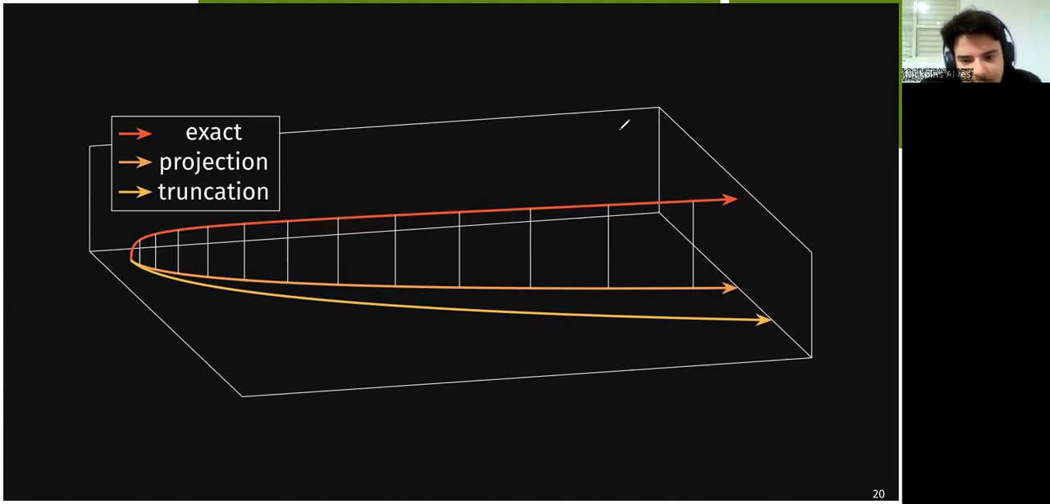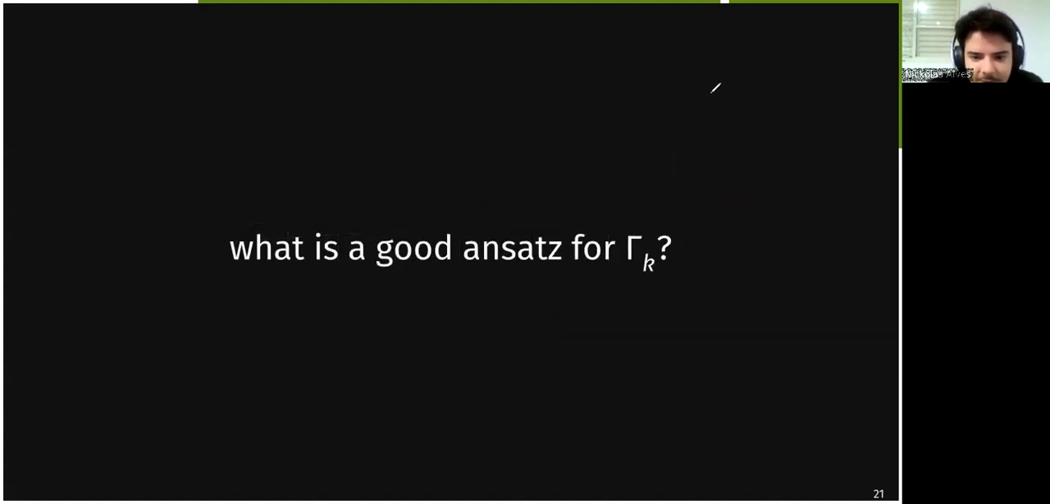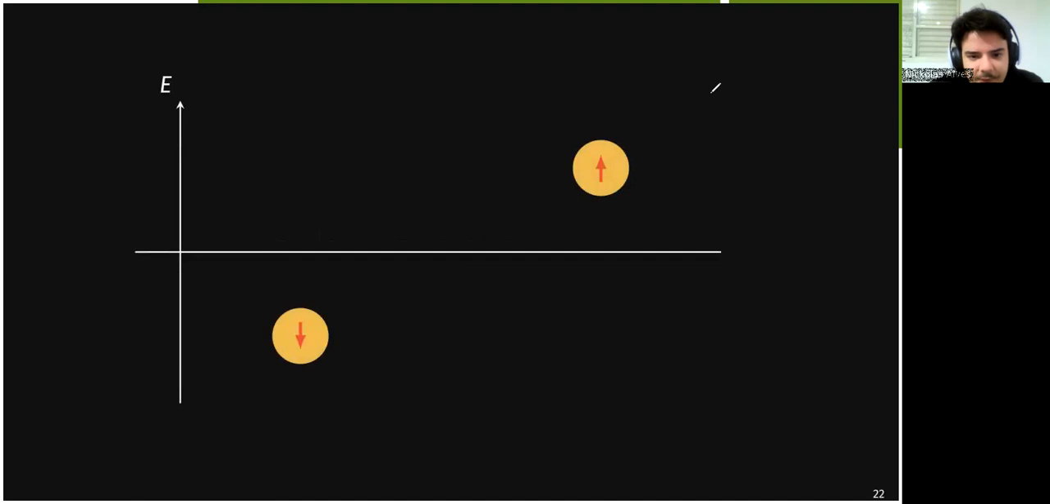And ideally, this truncation in yellow is going to be similar to what we would get if we consider the exact truncation and then projected it onto the space of parameters you are interested in. So first we need to consider what is a good ansatz for the problem that we want to solve that considers those particle detectors interacting with a quantum field. What we consider is the following.